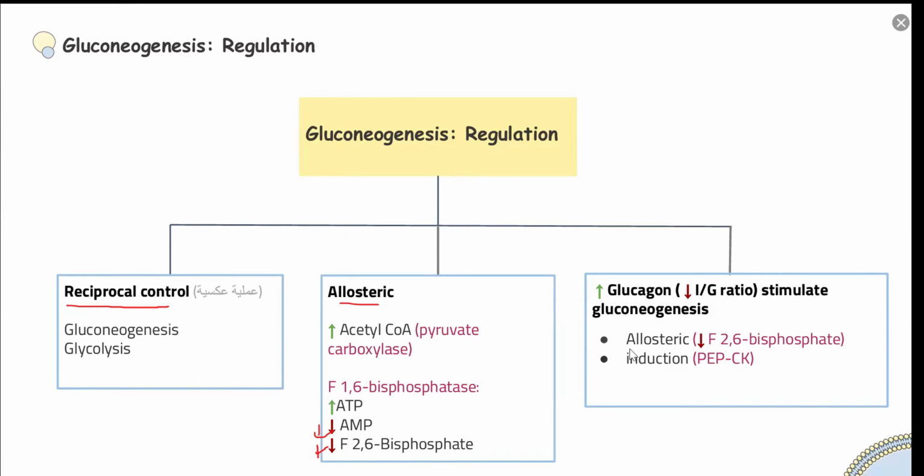And then there is also allosteric control, in which fructose 2,6-bisphosphate is an inhibitor, and of course the induction of phosphoenolpyruvate carboxykinase. So these are the three regulatory points of gluconeogenesis: the glucagon and insulin cycle, allosteric control, and reciprocal control.